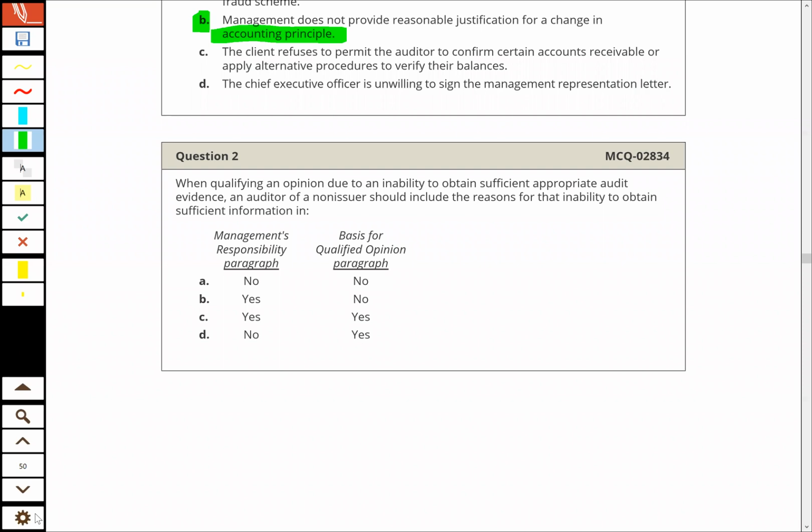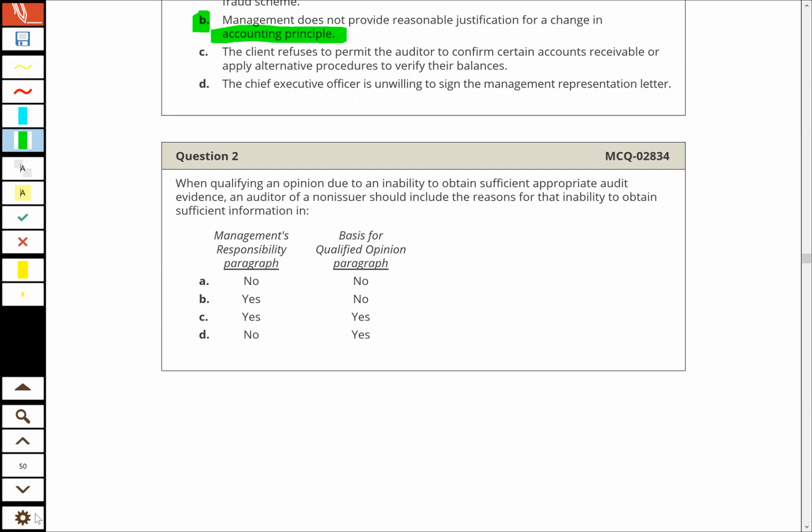Yes, we would add a basis for our qualified opinion paragraph when we have this sort of scope limitation that causes us to qualify. Our intro paragraph would be the same. Our management responsibility paragraph is always the same. Our auditor responsibility paragraph, which they didn't ask about here, is almost the same, except one little sentence will say, here's the reason for my qualified opinion. Then I would give my qualified opinion. We would add the basis for the qualified opinion paragraph.